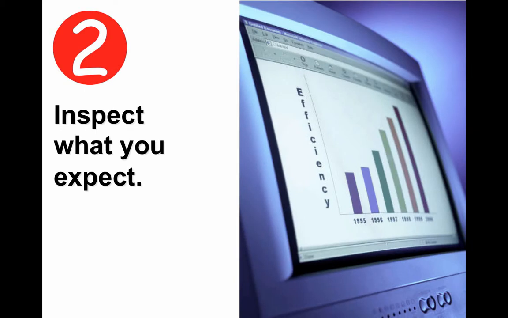All right, number 2, inspect what you expect. Or in other words, apply learning analytics at the course level. Learning analytics, the definition from Wikipedia, is the measurement, collection, analysis, and reporting of data about learners and their contexts for purposes of understanding and optimizing learning and the environments in which it occurs.